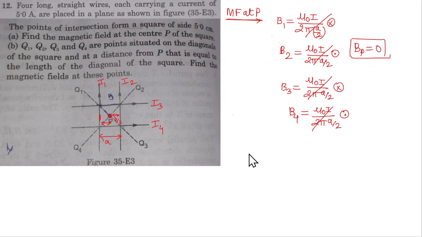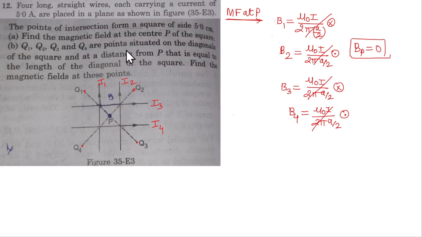Now we are finding the magnetic field at Q1. The second part is asking for the same. What is the B part of this question? Q1, Q2, Q3 and Q4 as shown in the figure. This is point Q1, this is point Q2, this is Q3 and this is Q4.